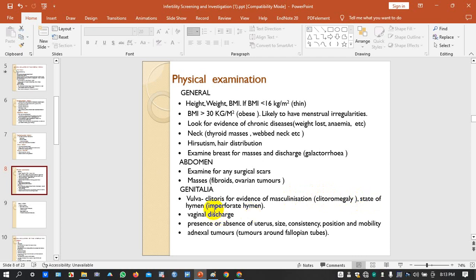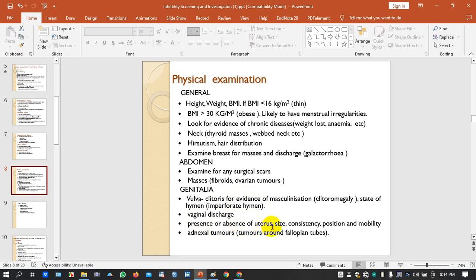State of the hymen. Is the hymen imperforate? Is there no hole inside the hymen? If there is no hole inside the hymen, then she cannot even menstruate, because where will the blood pass and come out? She can urinate through the urethra, alright, but she cannot menstruate. Is there any vaginal discharge? So by the speculum examination, you can see all this.